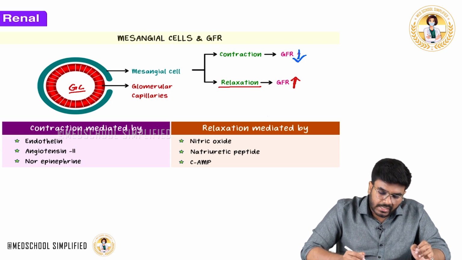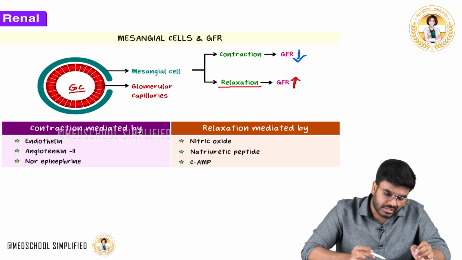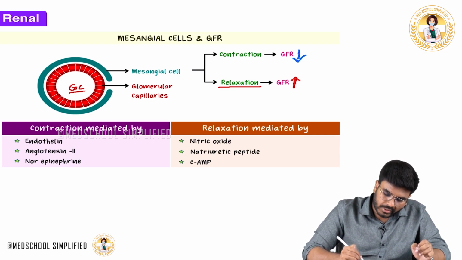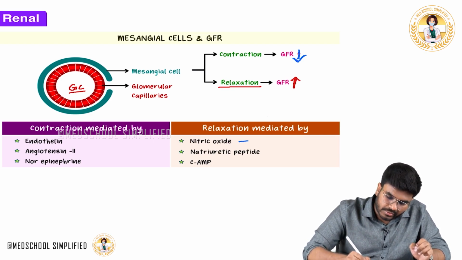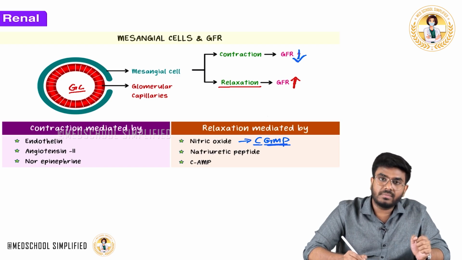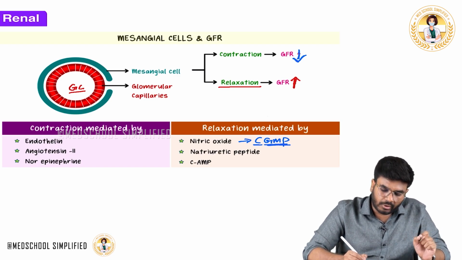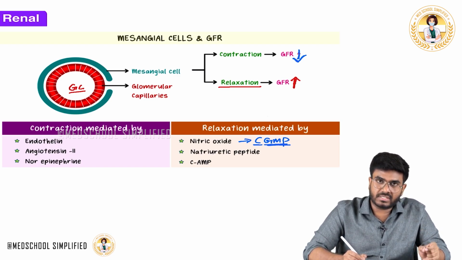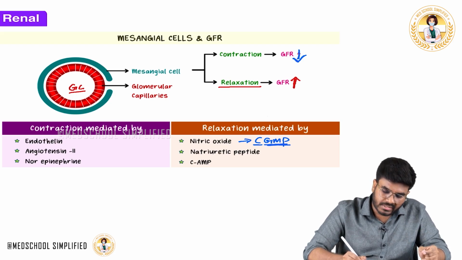And let's talk about the relaxation. Okay, this relaxation of the mesangial cells is mediated by substances like nitric oxide. Okay, nitric oxide. What is the important point about the nitric oxide? See, this nitric oxide uses cGMP as its secondary messenger. So nitric oxide uses cGMP as a secondary messenger. When this nitric oxide acts on the mesangial cells, it increases the levels of cGMP. Okay, it's a secondary messenger. And nitric oxide is also very important for your exam.